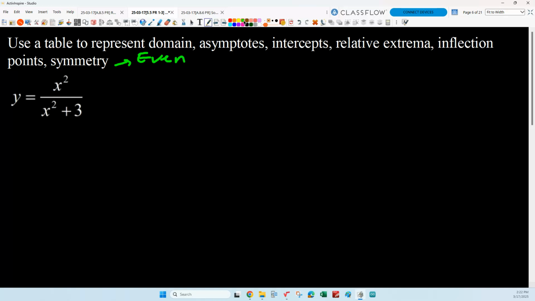What's the domain? All reals. How come? Yeah, the bottom is nowhere 0, so we're fine. All right, so what's next?